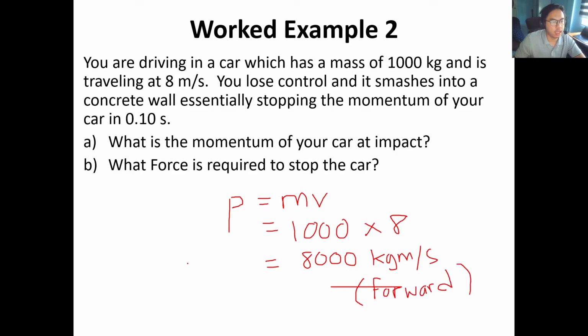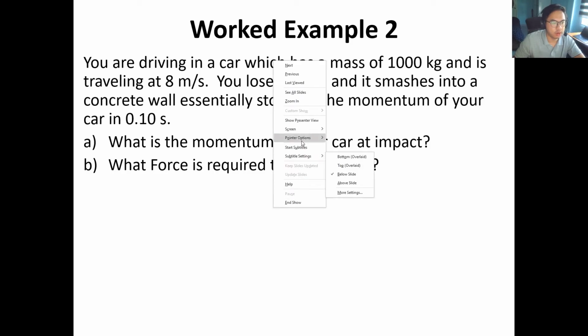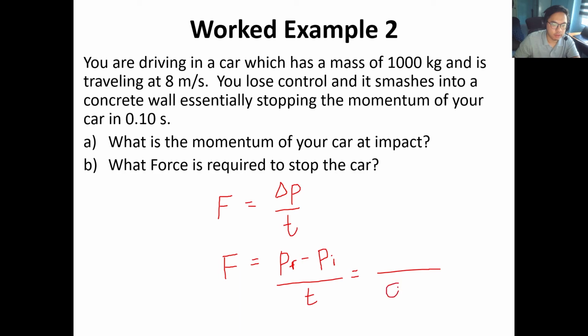Next question. Now that we have the momentum of the car, what is the force required to stop the car? So write out a new equation to answer question B. So we know that force is equal to the change in momentum, delta P, over time, and the change in momentum is basically the final momentum minus the starting momentum over time. So what's the value for time? That is 0.10 second.